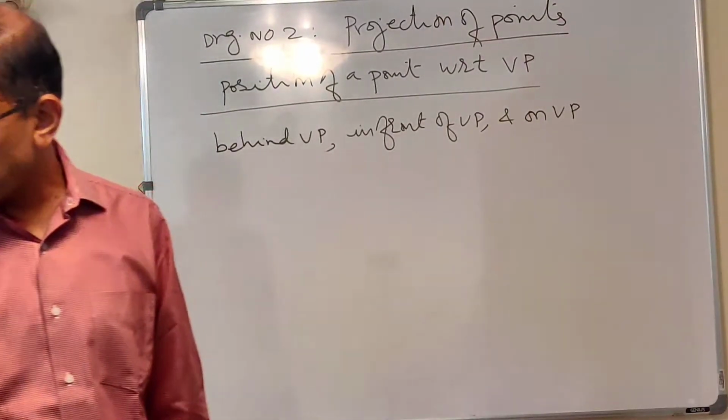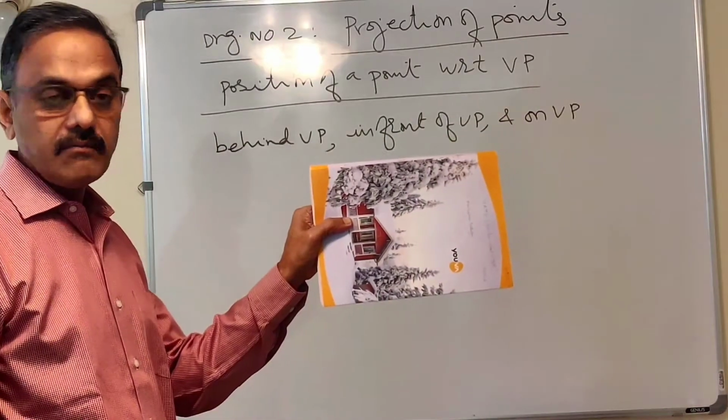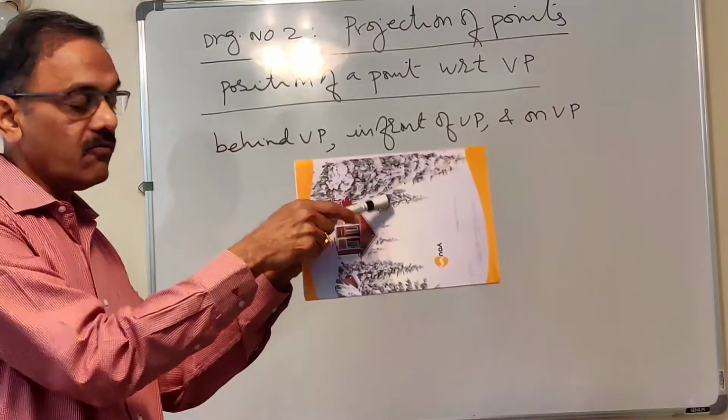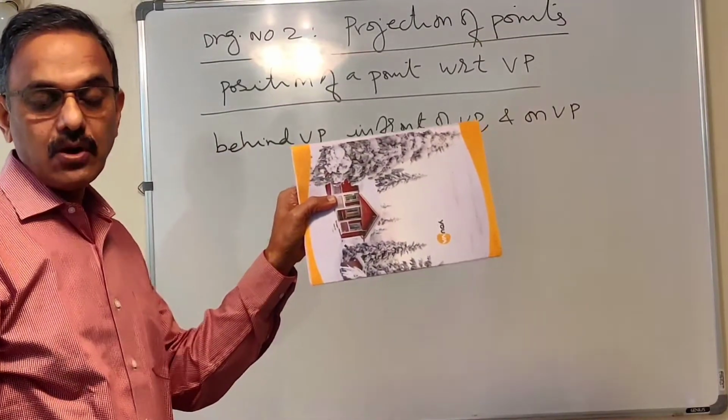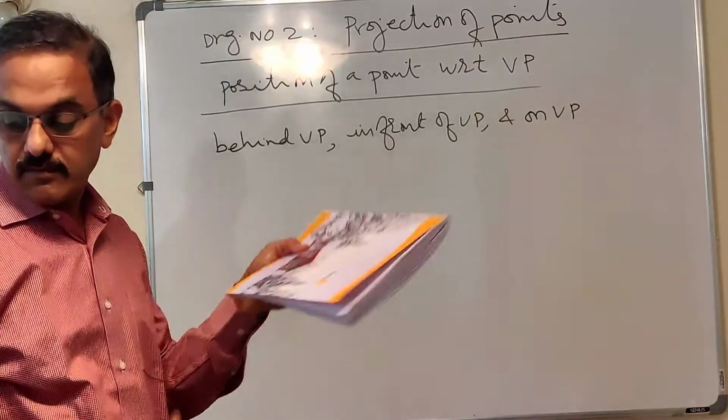So just now what I have shown you is a 3D scenario. I have put a wall here, this is the front wall, in front of VP, behind VP and on VP. So how do you show this on a sheet of paper? How do you represent this?